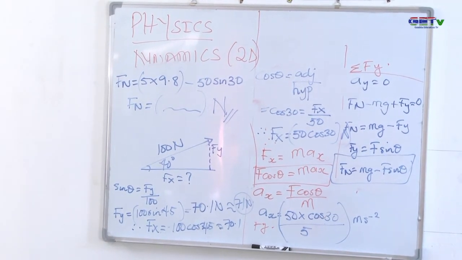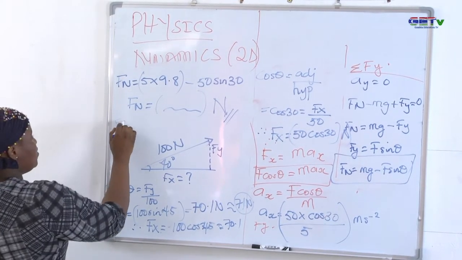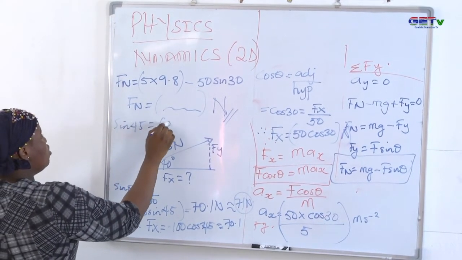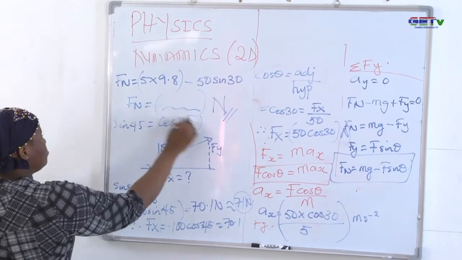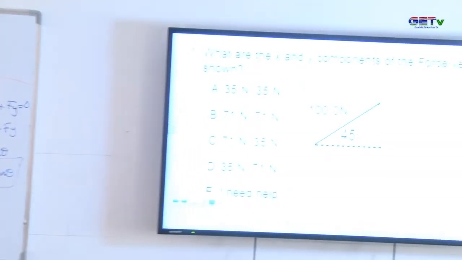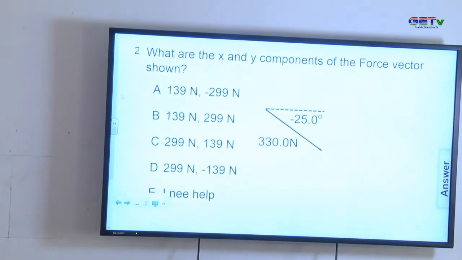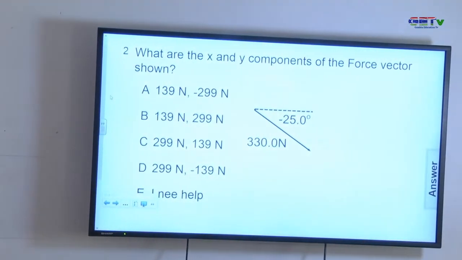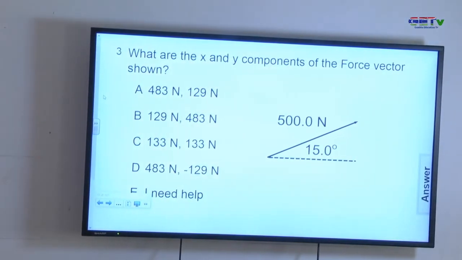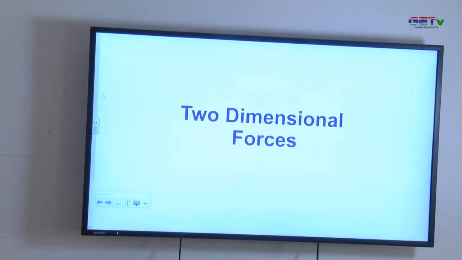This is because sine 45 is equivalent to cosine of 45. Okay, you should be able to solve that on your own. Just give it a try, it's a challenge. The same procedure is applied.